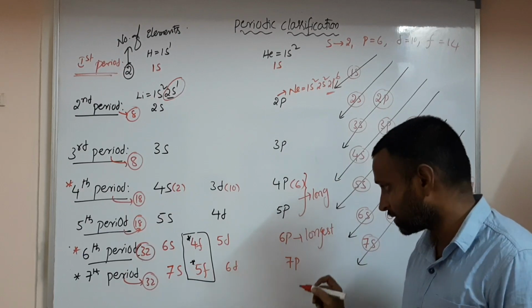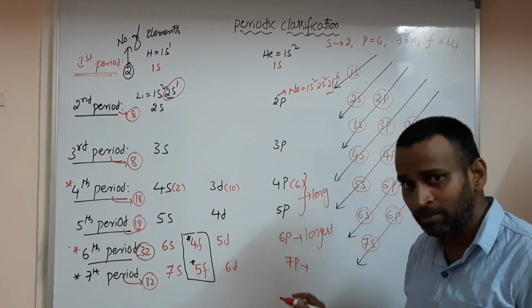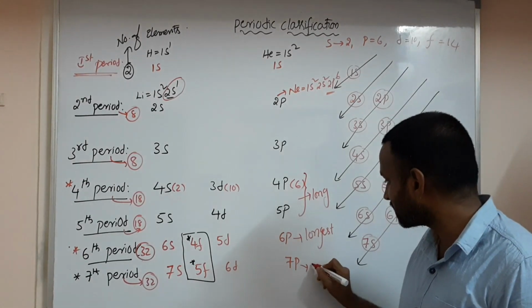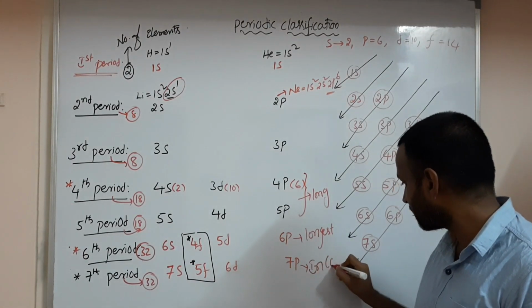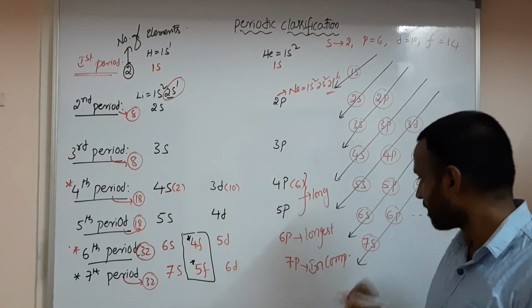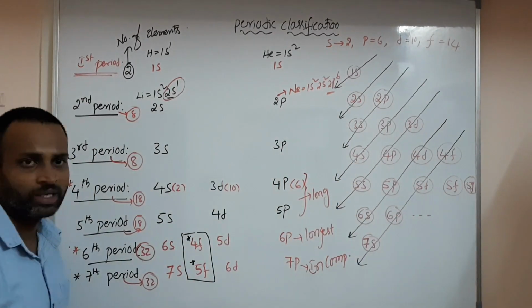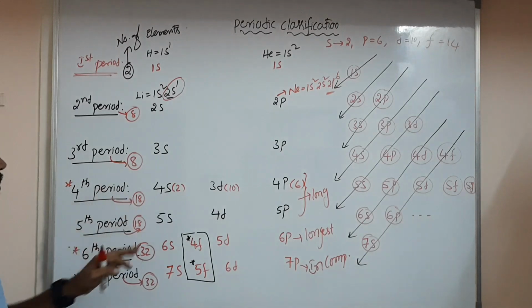The 7th period can place 32 elements, but some are not confirmed. So this is an incomplete period. Which is the incomplete period? The 7th one. Very, very important. Please have a look and write down all these things.